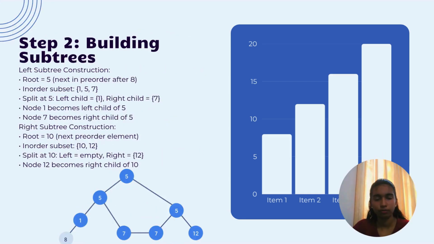Now we construct the left subtree. The next preorder element is 5. So 5 becomes the left child of 8. In the in-order sequence, 1 is on the left of 5 and 7 is on the right of 5. Therefore, 1 becomes the left child of 5 and 7 becomes the right child of 5. Now the left subtree is complete.